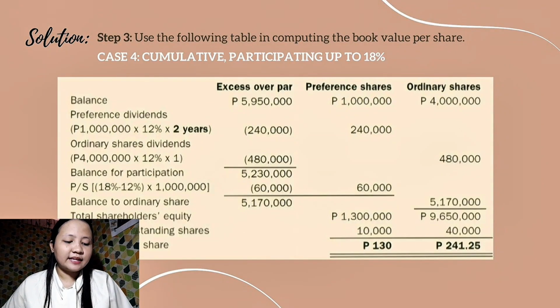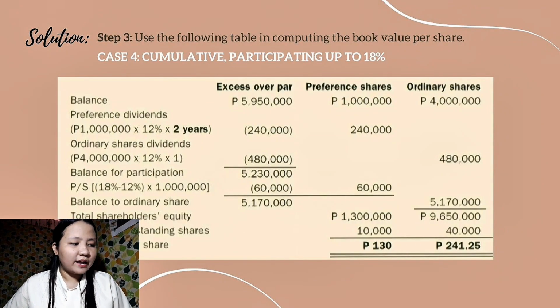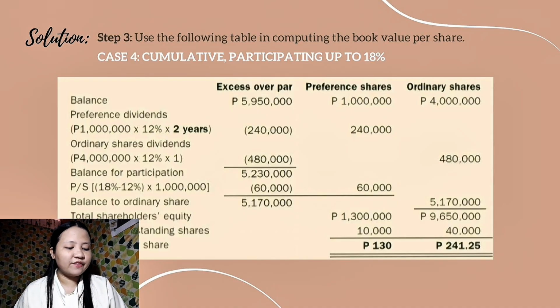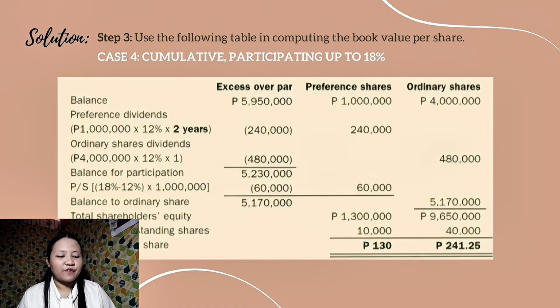So, next case is case 4. Here, our consideration is cumulative and participating up to 18%. If it says participating up to 18%, meaning only up to 18% can be issued as dividends for the preference shares. So if we have an existing fixed rate, only the excess over the existing fixed rate up to 18% will be distributed to preference share dividends as balance for participation.